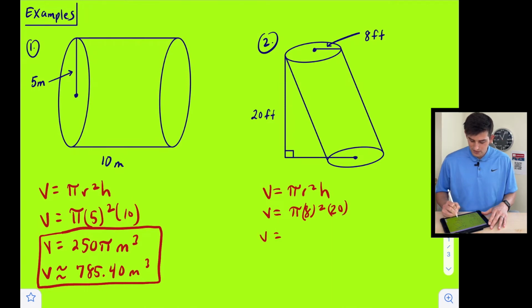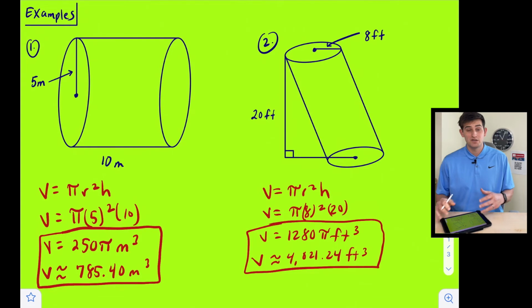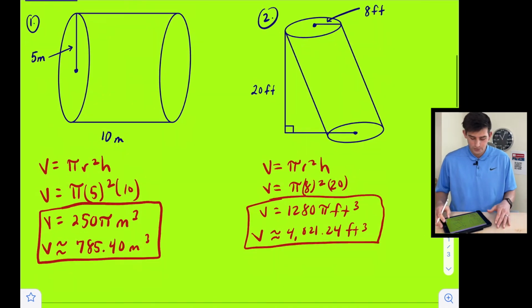Okay, so now we get 64 times 20, and we have 1,280 pi cubic feet, and we can do 1,280 times pi, and that's going to give us 4,021.24 cubic feet. Okay, so once again, answers are the same. One is just in terms of pi and one is a decimal approximation. The answer in terms of pi is probably more accurate because we're not rounding, but there's two ways to write it, just depending on what the question asks you.